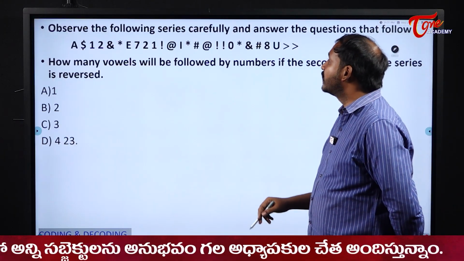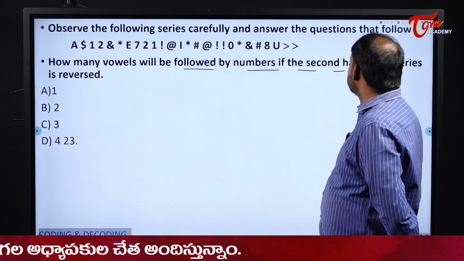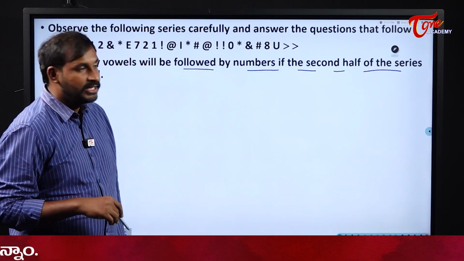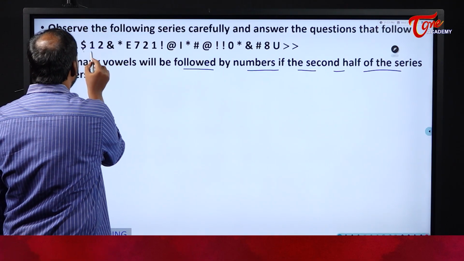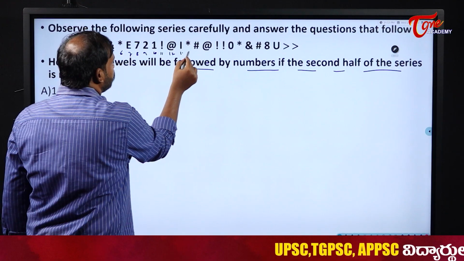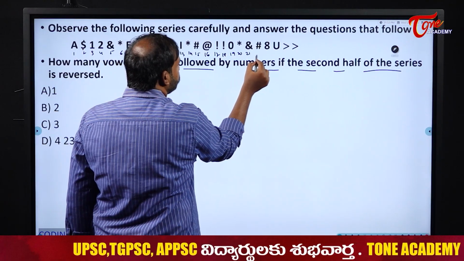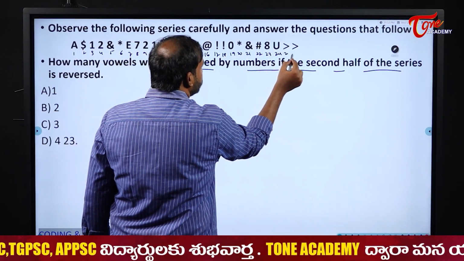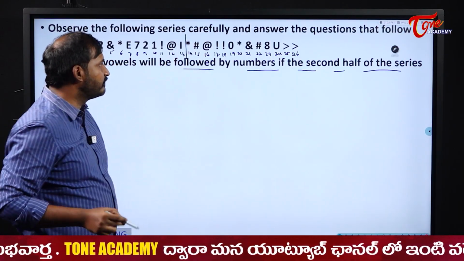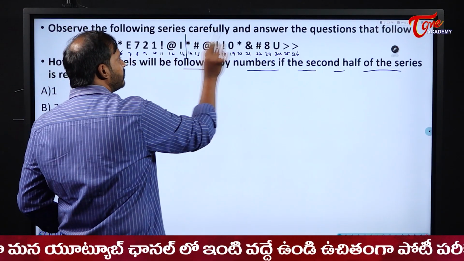Next one. Observe the following series carefully and answer the question that follows. How many vowels will be followed by numbers if the second half of the series is reversed? First I need to identify the second half of the series. That means first I need to count them. 1, 2, 3, up to 26. Total 26 are there. So first half means up to I it will get broken, and from here onwards it will reverse. Don't write it or do anything. So count it in the reverse order.